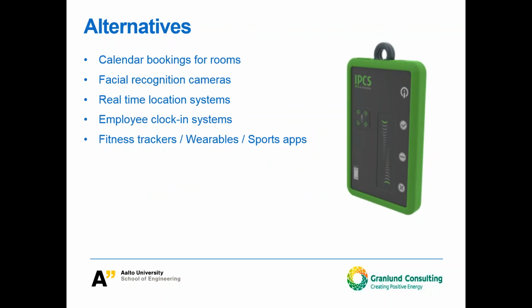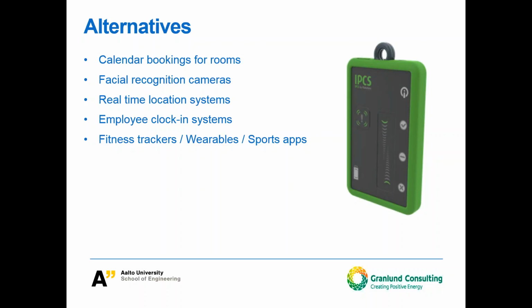And then other alternative methods are using calendar bookings for rooms, for example, using facial recognition cameras, using real-time location systems, which are a bit like beacons, but they're location tags that people put on things in a building that they don't want to lose, so kind of like asset tracking. Can also be used for people if it was used for ID tags. You can use clock-in systems. These are sometimes used. They're a little bit old-fashioned now, but where people check in every time they arrive in the building.